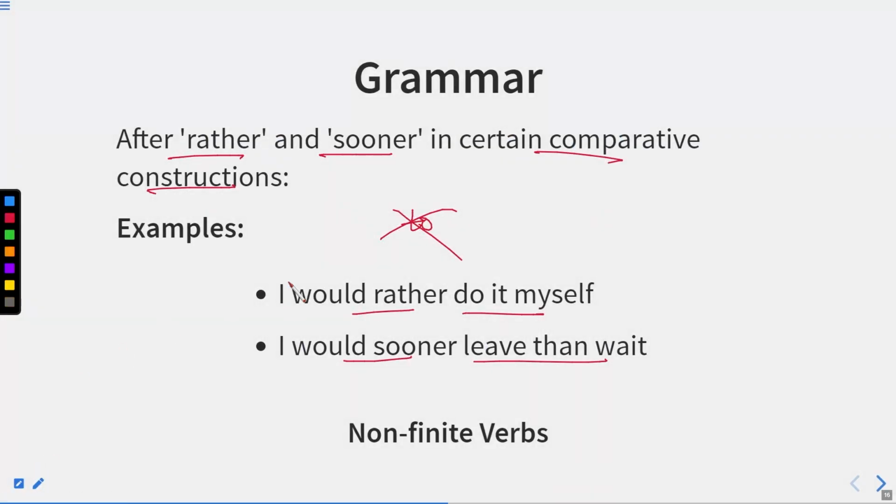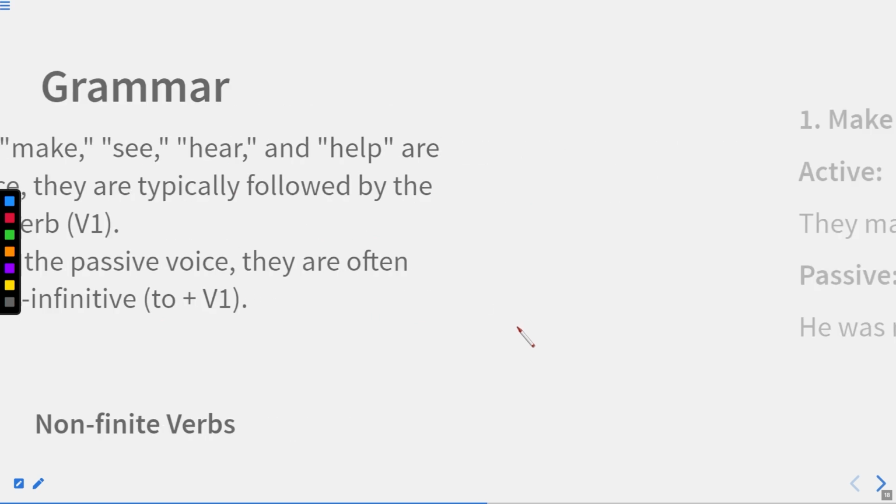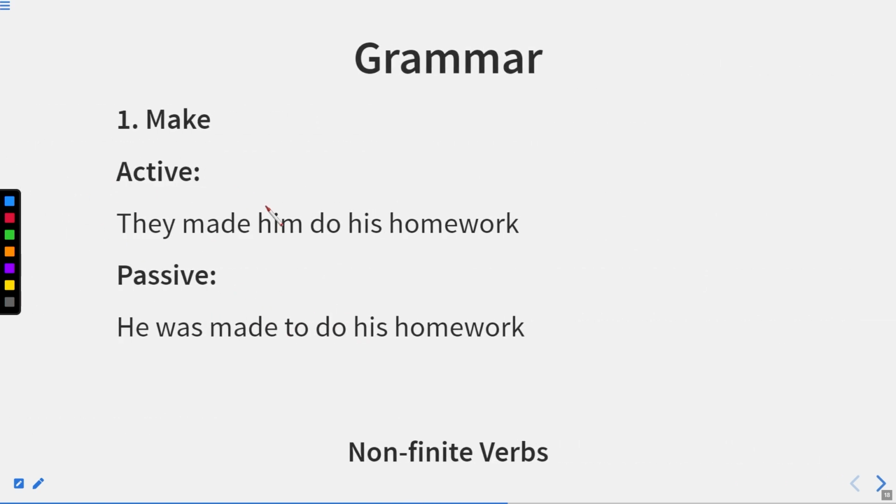Now let us move to the next one. When verbs like make, see, hear, and help are in active voice, they are typically followed by the base form of the verb. However, when in passive voice, they are often followed by the to-infinitive. For example, as I told you earlier as well, whenever we have the word make, in an active sentence and in a passive sentence, the context of to is different. If the sentence is active, we need not write to. But if the structure is in passive voice, we'll add to over there.